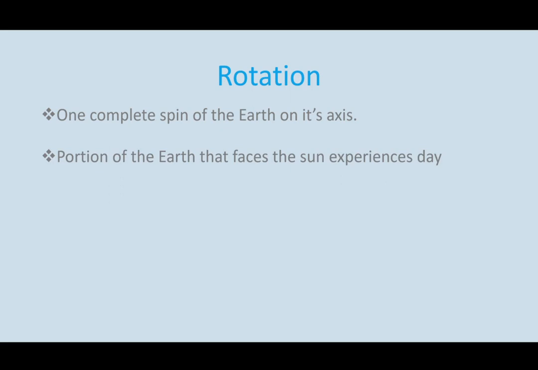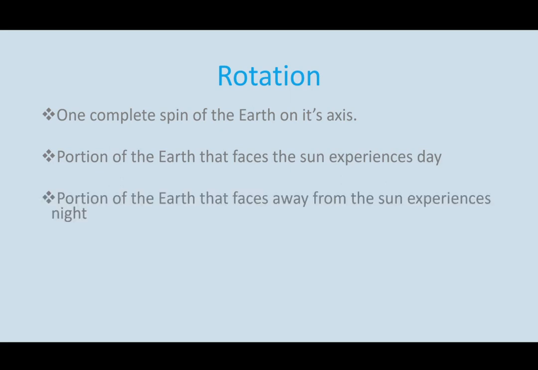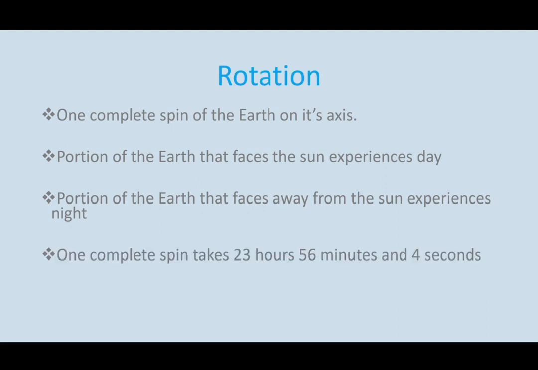The portion of the Earth that faces the sun experiences day, and the portion of the Earth that faces away from the sun experiences night. So as it completes one rotation, each side is going to experience day and night. One complete spin takes about 23 hours, 56 minutes, and 4 seconds, although we approximate it to 24 hours. So that's where you get your 24-hour cycle for day and night.